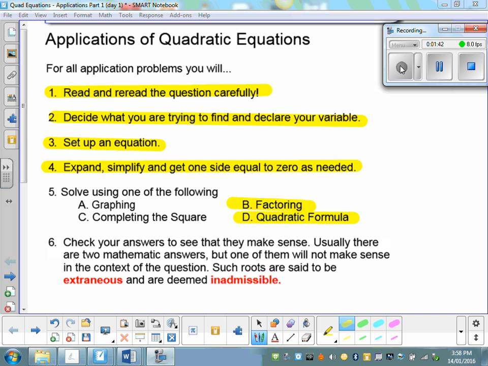And we know that when we solve these quadratic equations, we often end up with two answers. So in these questions, because they're real world problems, we need to check and make sure that the answers make sense. In some cases, you may get something that is inadmissible. And you'll see in our examples what that looks like.